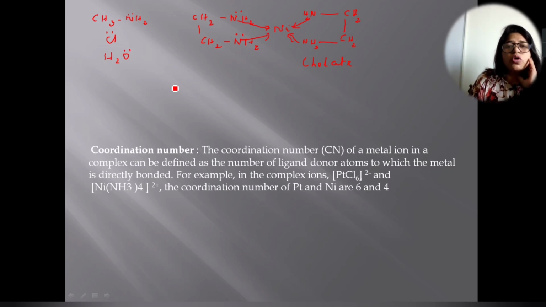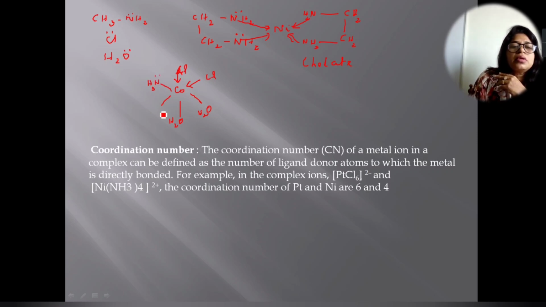Now, if I write a complex with monodentate ligands, you can see cobalt. Cl, the arrow will come to cobalt only. Cl is giving a pair of electrons. 2Cl giving a pair of electrons, forming a coordinate covalent bond. Then 2H2O giving a pair of electrons, 2NH3 giving a pair of electrons.